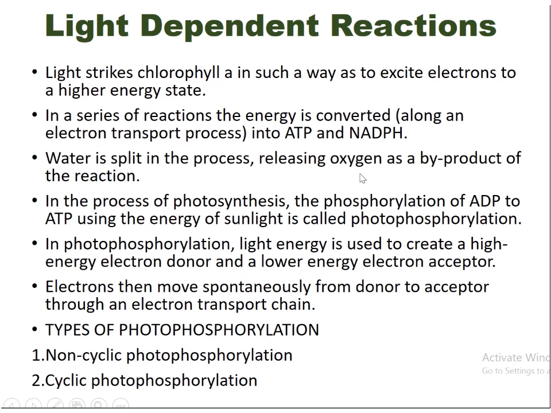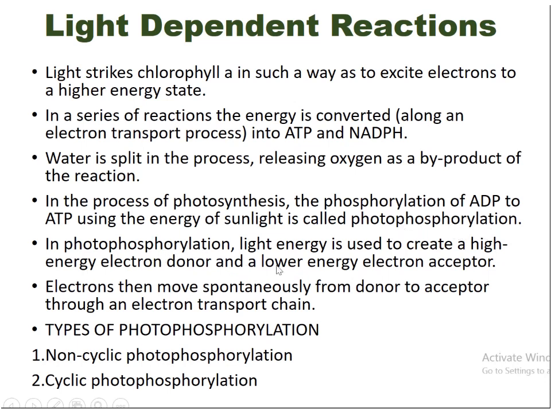They are dependent on this oxygen. Okay, in the process of photosynthesis, the phosphorylation of ADP to ATP using the energy of sunlight is called photophosphorylation. You know, the process of ATP formation from ADP and inorganic phosphate is called phosphorylation, the addition of phosphorus, inorganic phosphate. So when light energy is utilized in the phosphorylation reaction, it is called photophosphorylation.